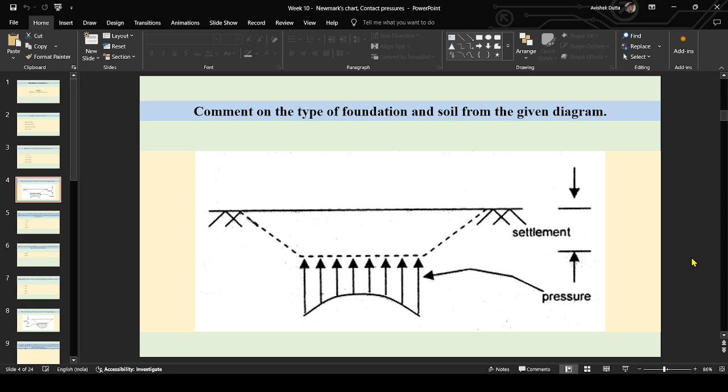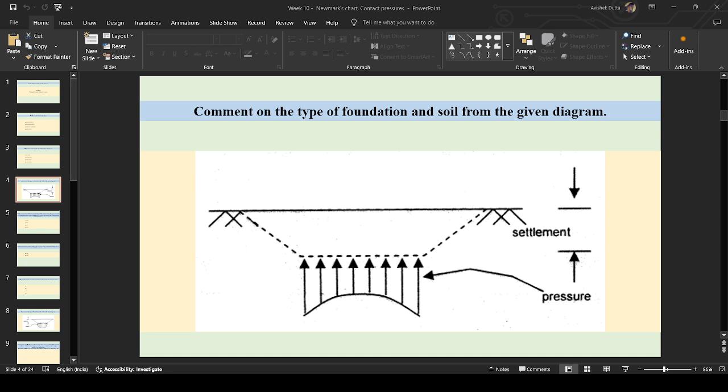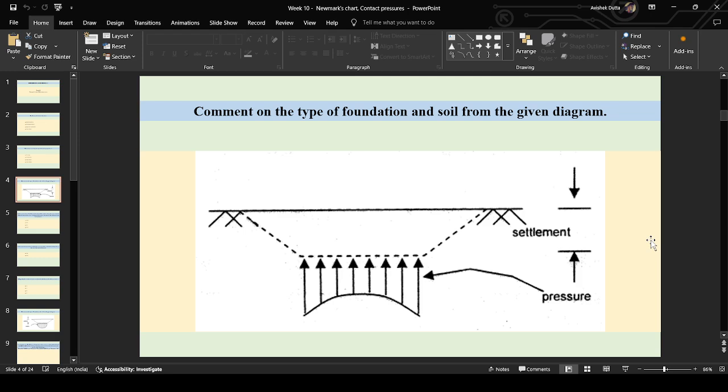You have to state the type of foundation and soil from the given diagram. Here you have the settlement and the contact pressure given. Okay. Next question.